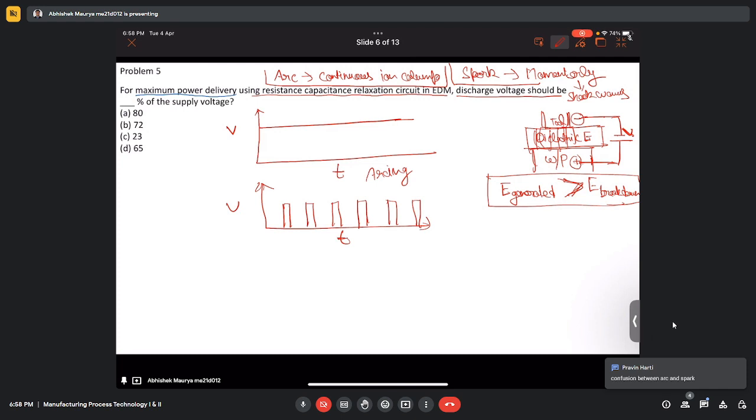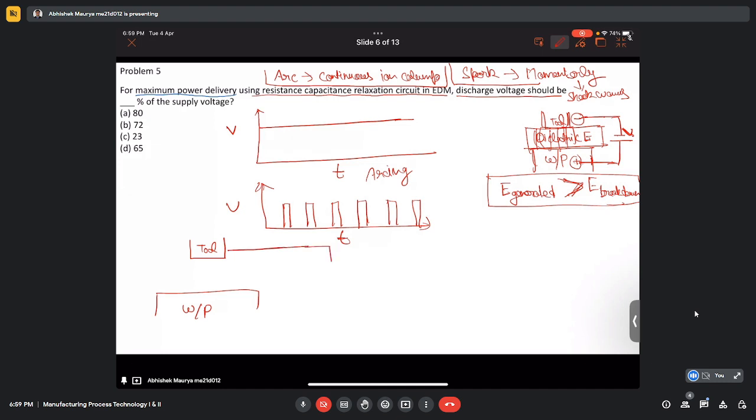Okay, there is confusion between arc and spark. Let's clarify this first, then we will move forward. Suppose this is the tool, this is the workpiece. Now what we did, we connected the tool with the negative terminal of the battery. So this is the negative, this is the positive. If we do this kind of connection and supply high voltage, then what will happen?